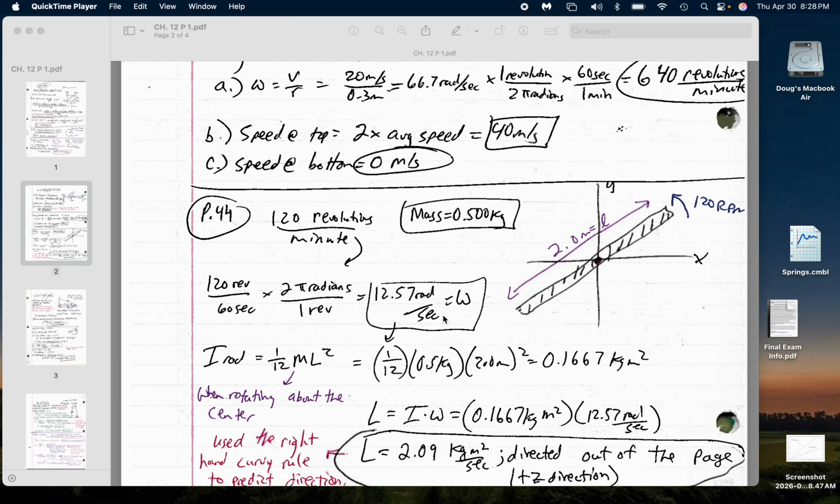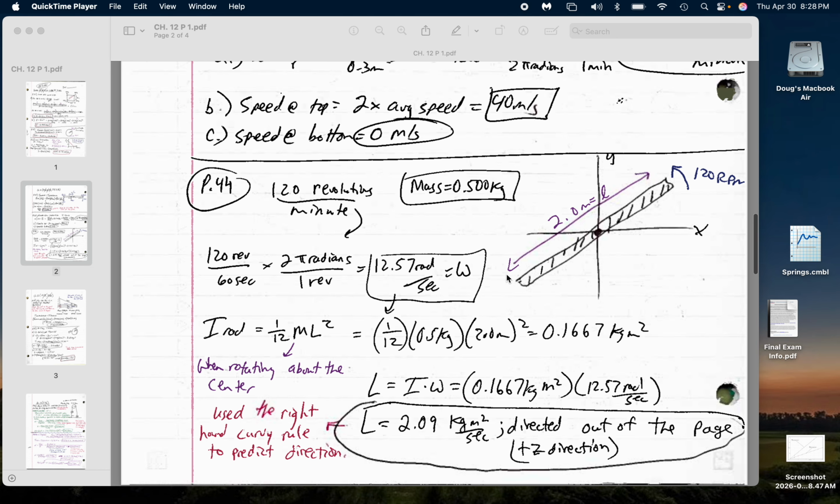Problem 44 had something rotating here. A 2 meter long rod at 120 RPM. It gave the mass of the rod as 0.5 kilograms, or maybe 500 grams, I don't know. And it's asking what's the angular momentum vector of the bar. So give your answer using unit vectors, which is a little annoying. That's the i hat, j hat, k hat thing we talked about early in the year.